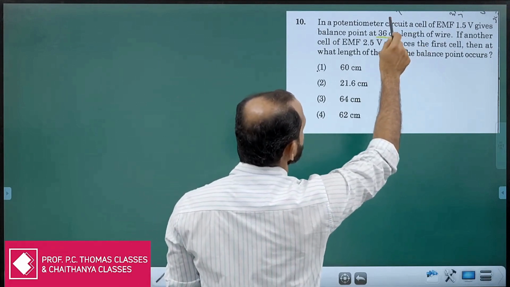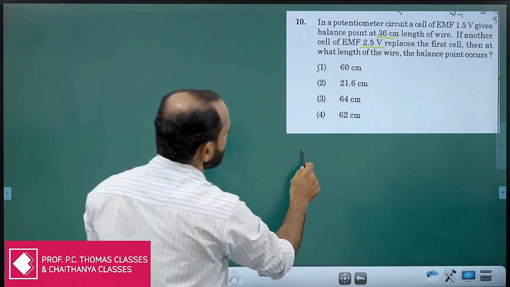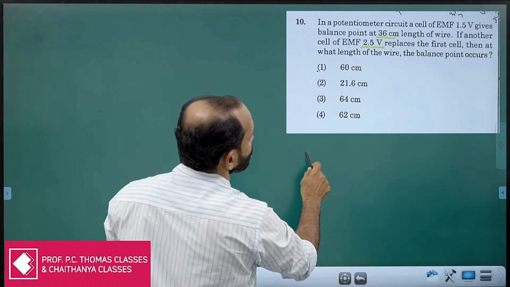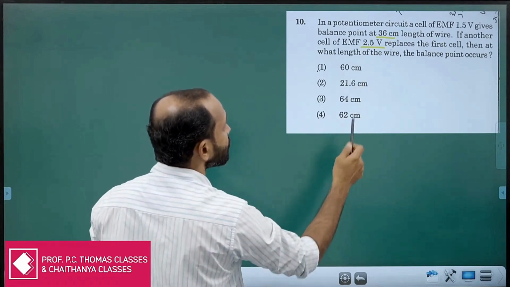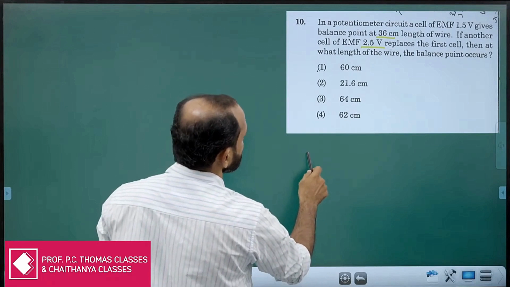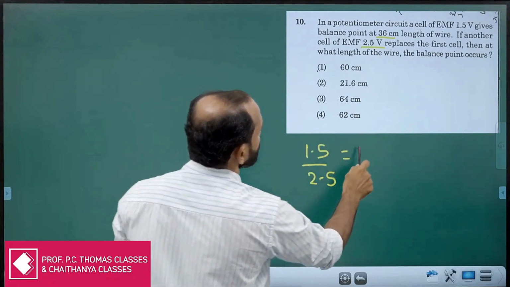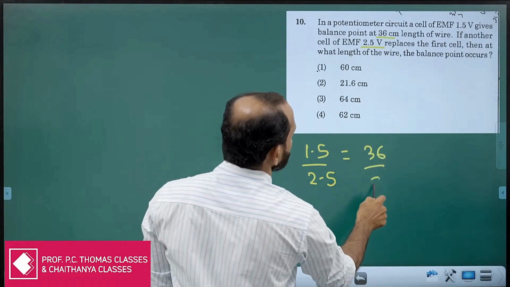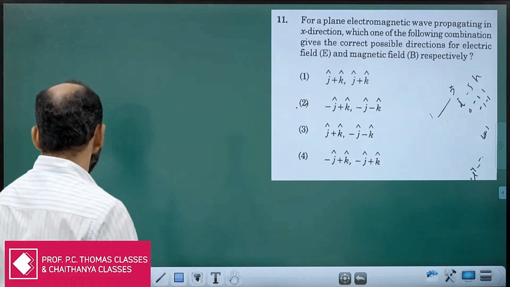Balancing length 36 centimeter. Second cell 2.5. What is that balancing length? That is ratio. Potential gradient is a constant, so the ratio of voltage is equal to the ratio of balancing length. That is 1.5 divided by 2.5 is equal to 36 divided by x. You find x, that is 60 centimeter.